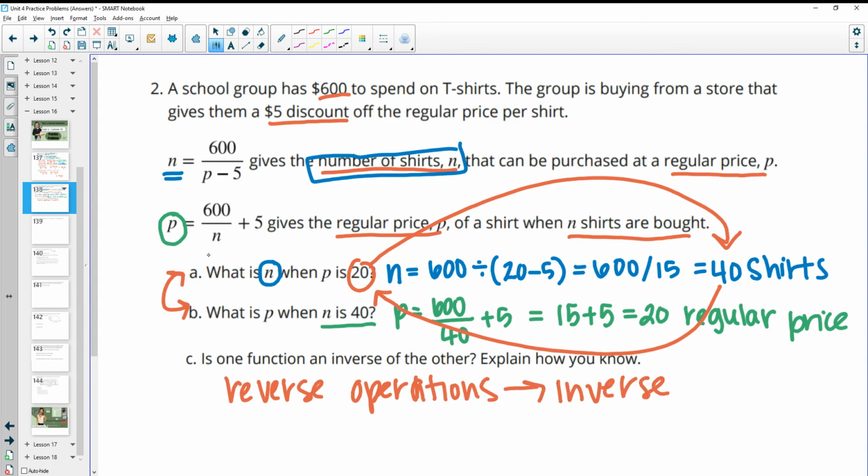You could also solve these for the other variable. Like if I solved this one for P, it should give me this equation. And that's another way you can tell that they're inverses if you wanted to do that.